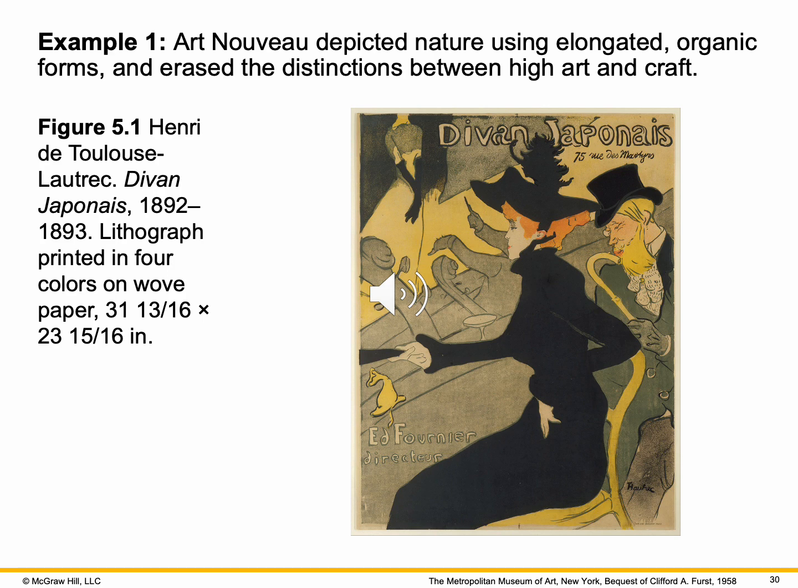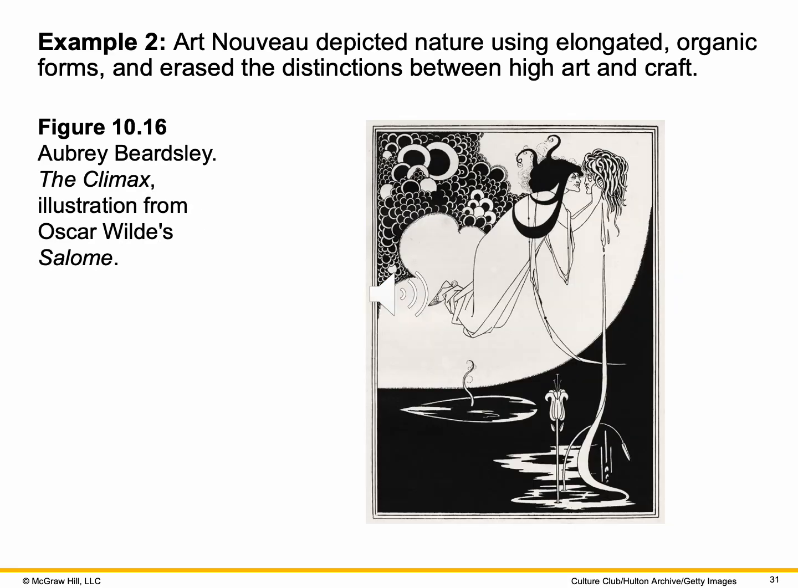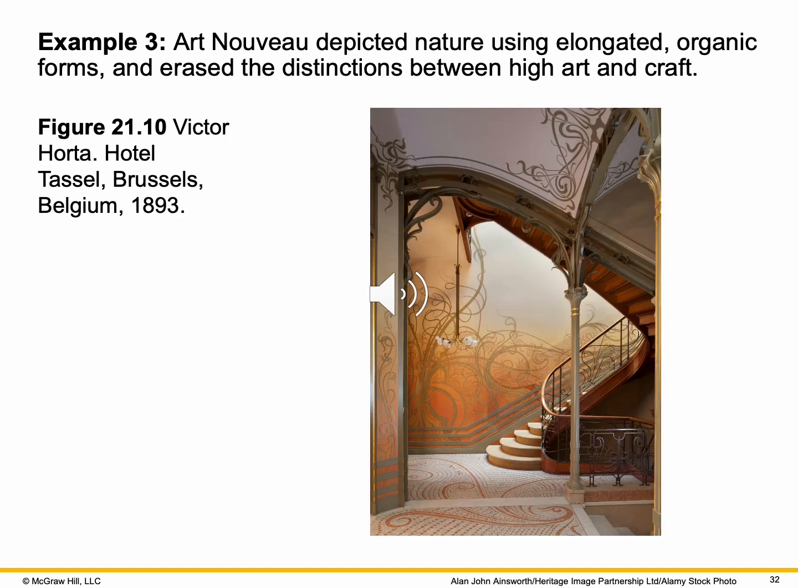At the time, the influence of Japanese prints led to graphic designs like Henri Toulouse-Lautrec's poster, as we see here, with asymmetry, distinct contour lines, and abstracted spaces, as well as flowing and plant-like forms. Example 2, an illustration by Aubrey Beardsley entitled The Climax.